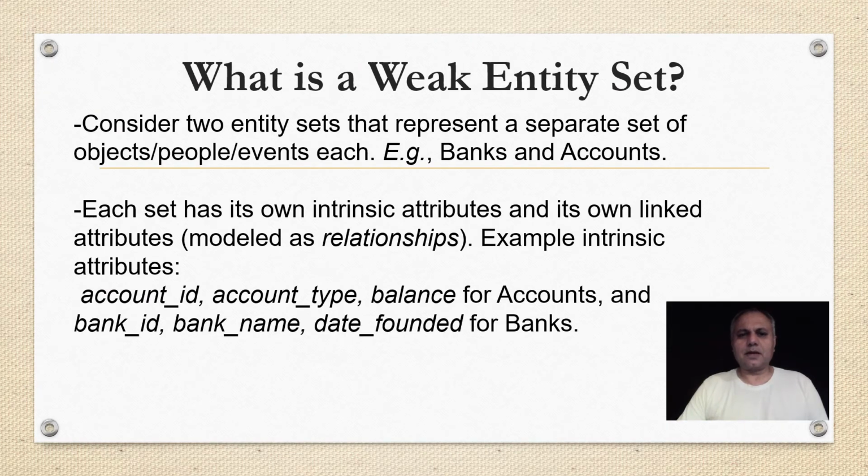So let's start by looking at two different entity sets, each of which represents a separate set of things. An example might be a set called banks and another set called accounts. Obviously a bank is not an account. There are different things in each box. Now each box has its own intrinsic attributes and its own linked attributes, which as we know are modeled as relationship sets. So here are some example intrinsic attributes for accounts, and here are some example intrinsic attributes for banks.